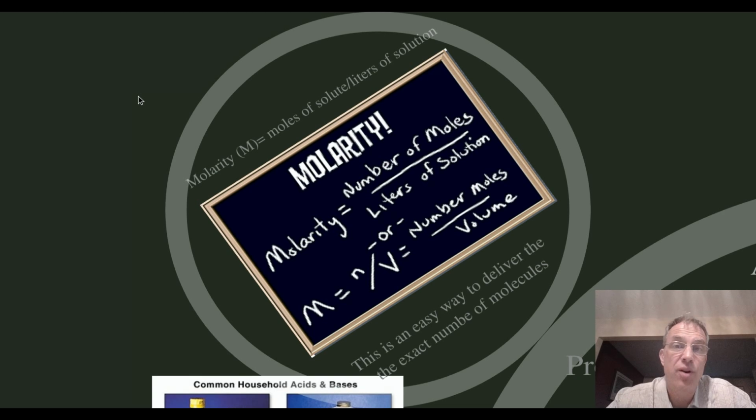So if I have 1 molar HCl, if I have a liter of it, in that liter is 1 mole of hydrochloric acid. Excuse my dog barking. Then, if I pour out half a liter, I get half a mole. If I pour out a quarter of a liter, I get a quarter of a mole, a tenth of a liter, a tenth of a mole. It's a great way to deliver the exact amounts that we need.